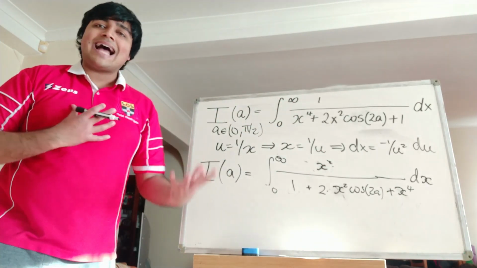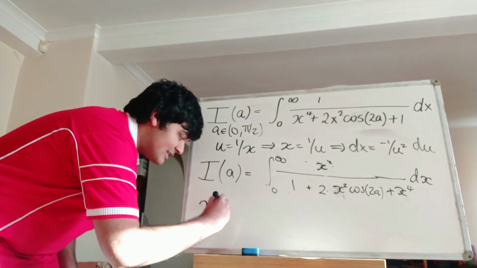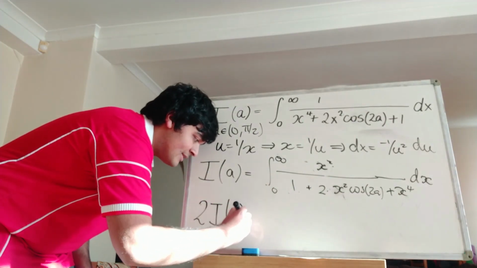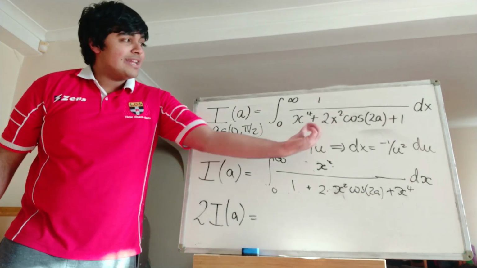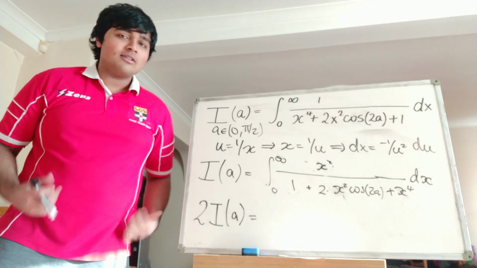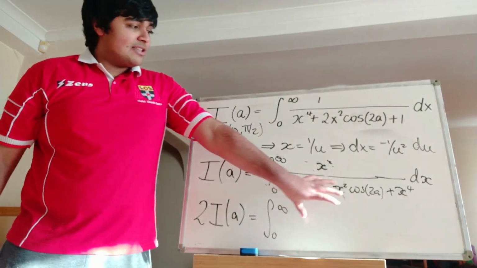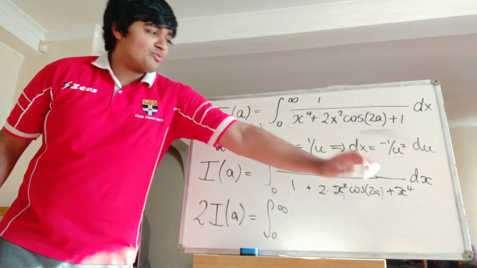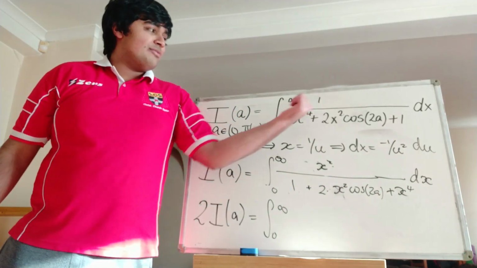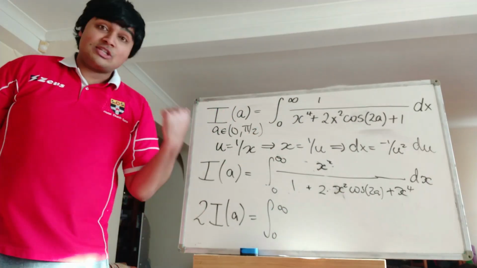So what we're going to do is just add up both of those. So I(a) plus I(a). On the left hand side, we just get 2 I(a). And now on the right hand side, we've got an integral from 0 to infinity plus an integral from 0 to infinity. So we can bring it under one integral. So it's the integral from 0 to infinity. And notice that the denominators are exactly the same. This one's just sort of written backwards. But it's x to the 4 plus 2x squared cos 2a plus 1, and it's the exact same thing here.